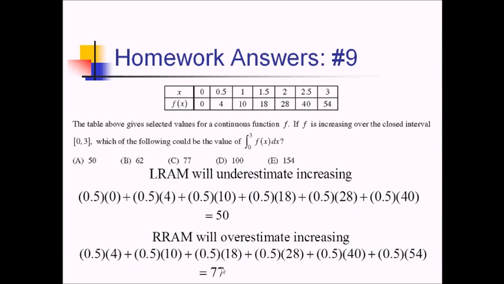So this is an overestimate. That means that my answer has to be under 77 and over 50. The only answer choice that is both of these is choice B, 62.